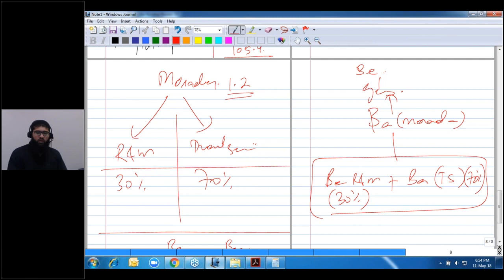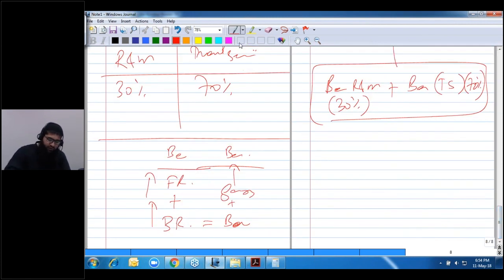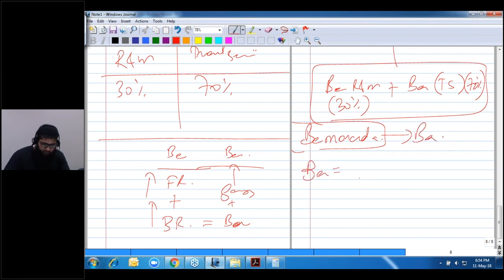Now what next? First of all, we would convert the equity beta of Morada company into its asset beta. How would we do it? We would say asset beta is equivalent to equity beta multiplied by E upon E plus D(1 minus T).